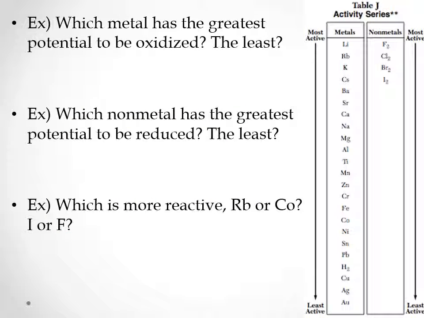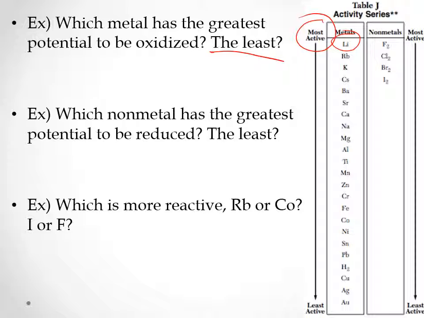Quick reminder of what this table shows us before we move on. It says which metal has the greatest potential to be oxidized. Remember, metals like to be oxidized. They typically do get oxidized. So when we look at metals and we see the most active metals are on top, that means the ones that are most likely to be oxidized are the ones up top. So which metal has the greatest potential to be oxidized? That's going to be lithium, all the way up top.